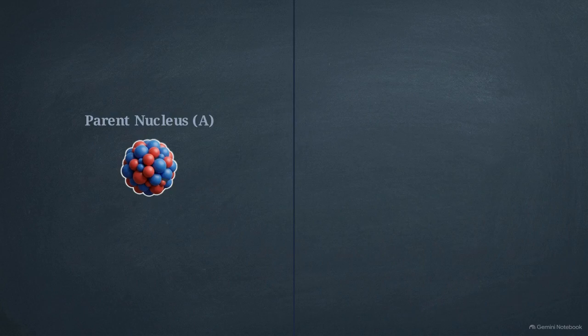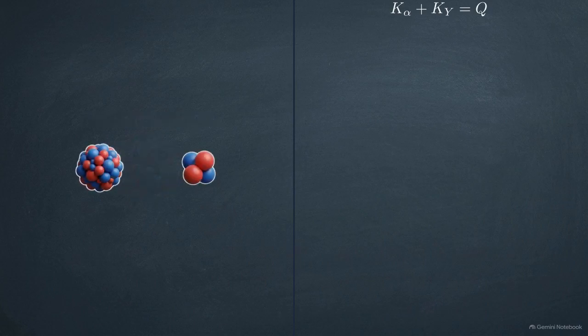First, conservation of energy states that the sum of the kinetic energies of the alpha particle and daughter nucleus must equal the total Q. Second, conservation of momentum requires that the resulting momenta of the 2 products be equal and opposite. Since kinetic energy equals momentum squared divided by twice the mass, these energies are inversely proportional to the masses of the particles. This creates a ratio based on their atomic mass numbers: A-4 for the daughter nucleus, and 4 for the alpha particle.